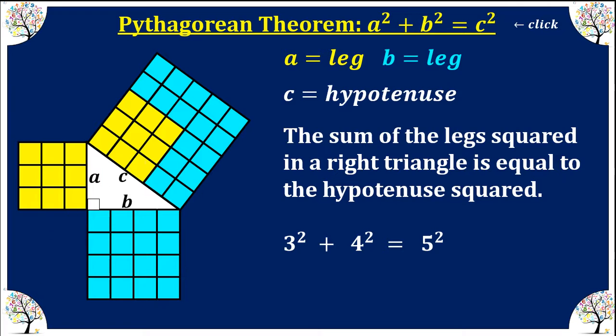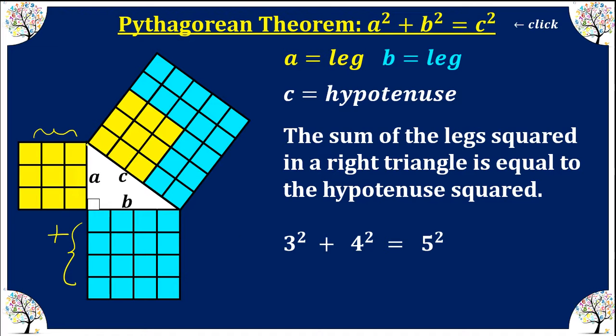The Pythagorean theorem simply states that if you take a leg and square it, and you take the other leg and square it, and you add those two areas, it equals the area of the hypotenuse squared. A squared plus B squared equals C squared is the actual Pythagorean theorem, where A and B are your legs and C is the hypotenuse. So let's take a look at what we have here.